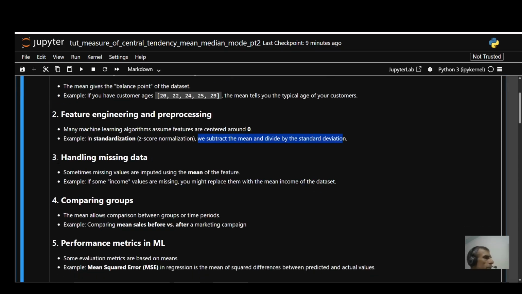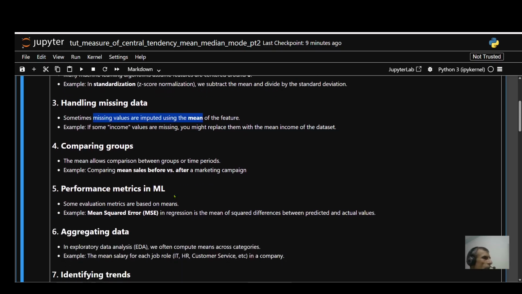Even for handling missing data, sometimes you have some values that are missing. So you impute your missing values using the mean of your feature. Okay, for comparing groups. So let's say you are working in a sales department and you perform some marketing campaign. You compute your mean sales before and after your marketing campaign, and you try to see if your average sales went up or went down. So this is basically comparing groups.